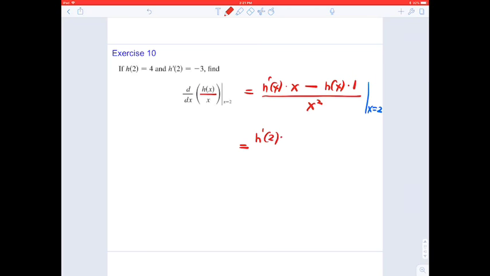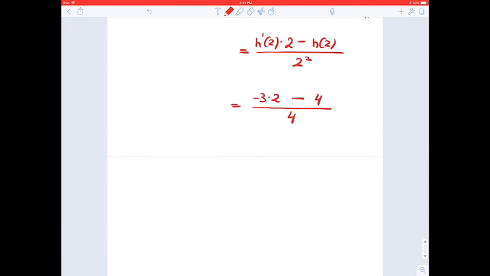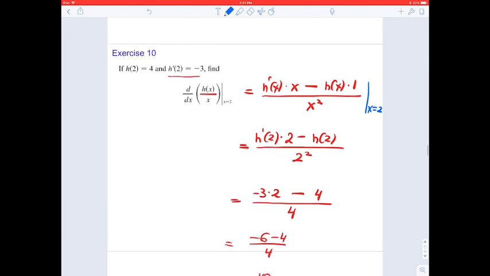H prime at 2 times 2, minus h at 2 times 1, I can of course skip it, over 2 squared. H prime at 2 is negative 3 times 2 minus 4 over 4. Negative 6 minus 4 over 4, negative 10 over 4, negative 5 over 2. That's the final answer. Quotient rule.